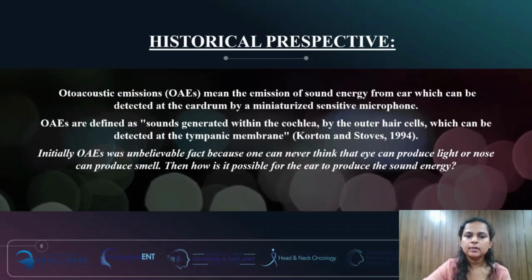Historical perspective: otoacoustic emissions mean the emission of sound energy from the ear which can be detected at the eardrum by a miniaturized sensitive microphone. Cotton and Strauss 1994 defined OAEs as the sounds generated within the cochlea by the outer hair cells which can be detected at the tympanic membrane. Initially OAEs were an unbelievable fact because one can never think that the eye can produce light or the nose can produce smell. Then how is it possible for the ear to produce sound energy?